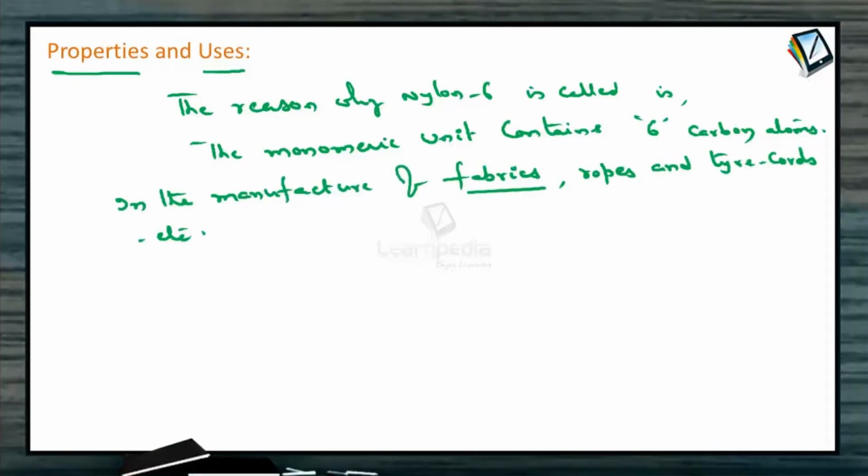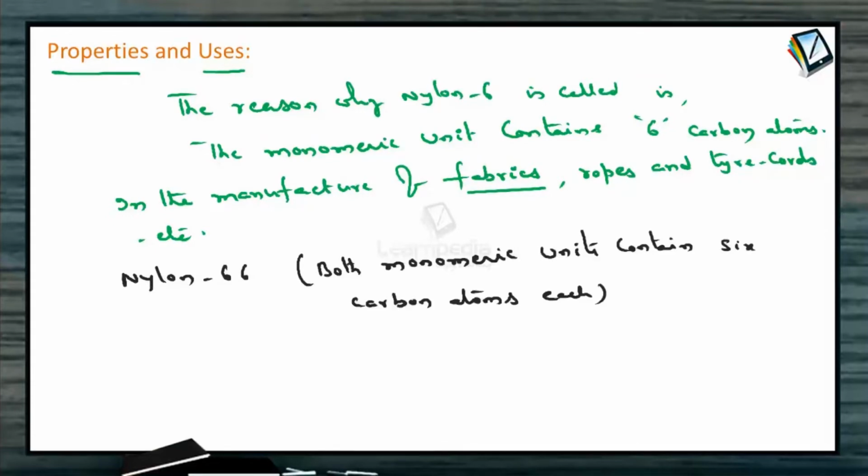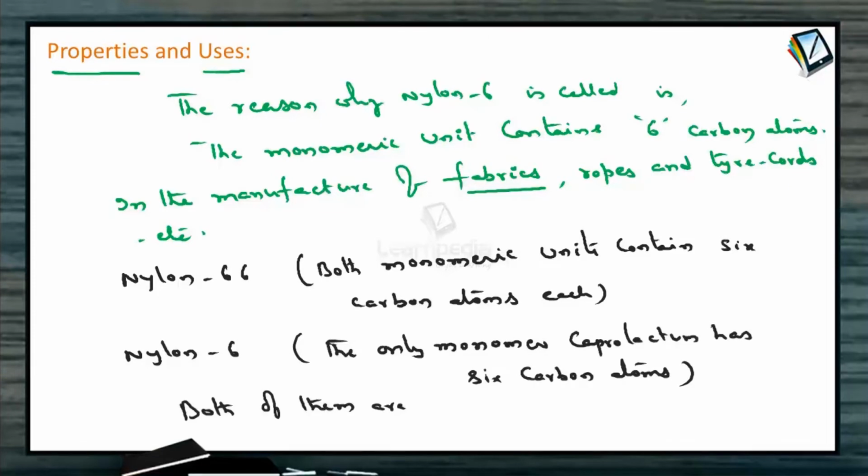So thus, the basic difference we find is that in Nylon 6,6 both monomeric units contain 6 carbons each, while in Nylon 6, the only monomer, which is caprolactam, has 6 carbons. But both of them are polyamides. But remember that we do have Nylon 11 and Nylon 12, which are also synthesized.